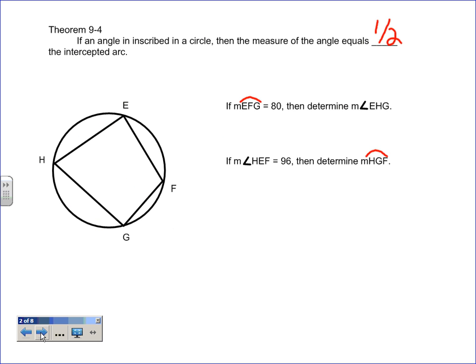So let's take a look at one. It says if EFG, so let's find that. Well, that would be this one, correct?